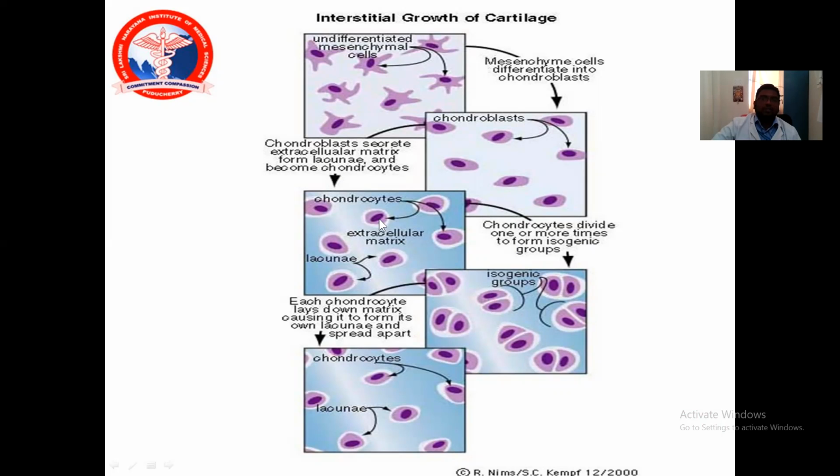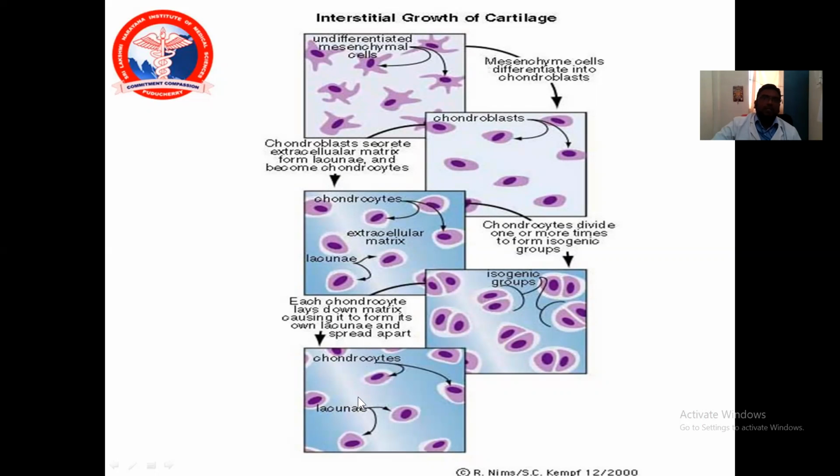These chondrocytes start to divide into a number of divisions. They are going to form a grouping-like structure. These are called isogenous groups, otherwise called cell nesting. Now each chondrocyte lays down the matrix, forming its own lacuna, and they spread apart. Each and every chondrocyte starts to produce its own matrix, and they move away from one another.